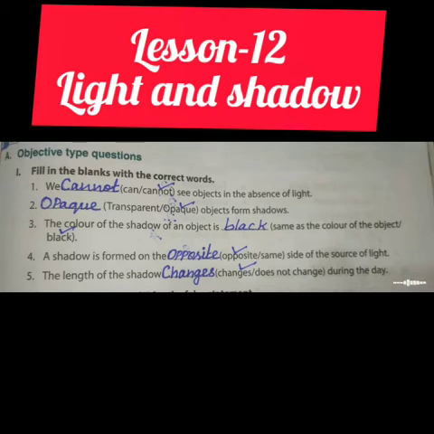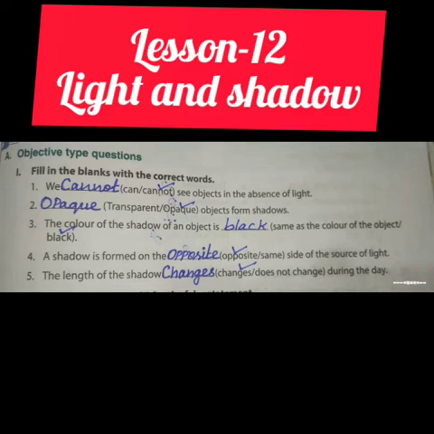Second one, dash objects form shadows. Bracket, transparent or opaque. The answer is opaque. Opaque objects form shadows. Third one, the color of the shadow of an object is dash. Bracket, same as the color of the object or black. The answer is black. The color of the shadow of an object is black.